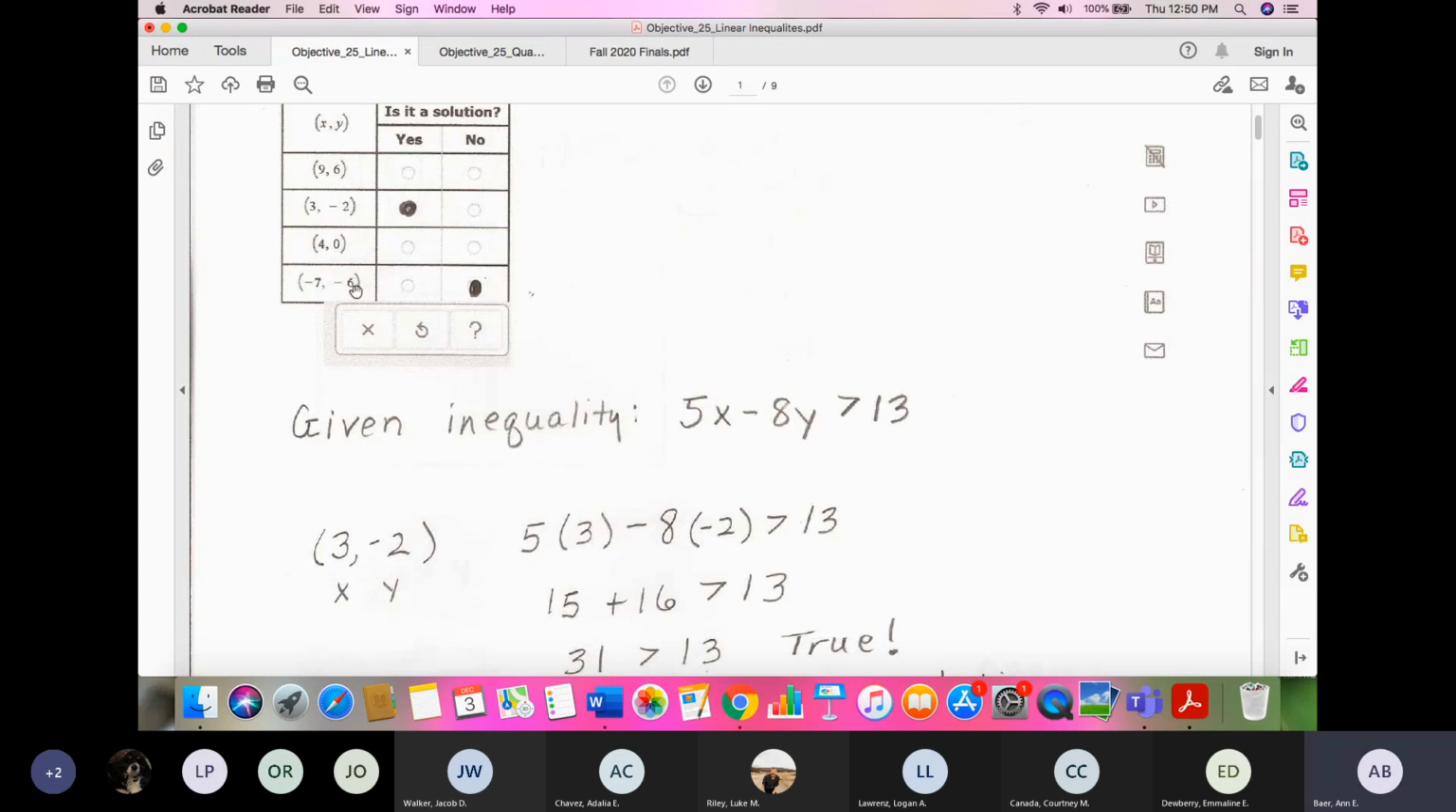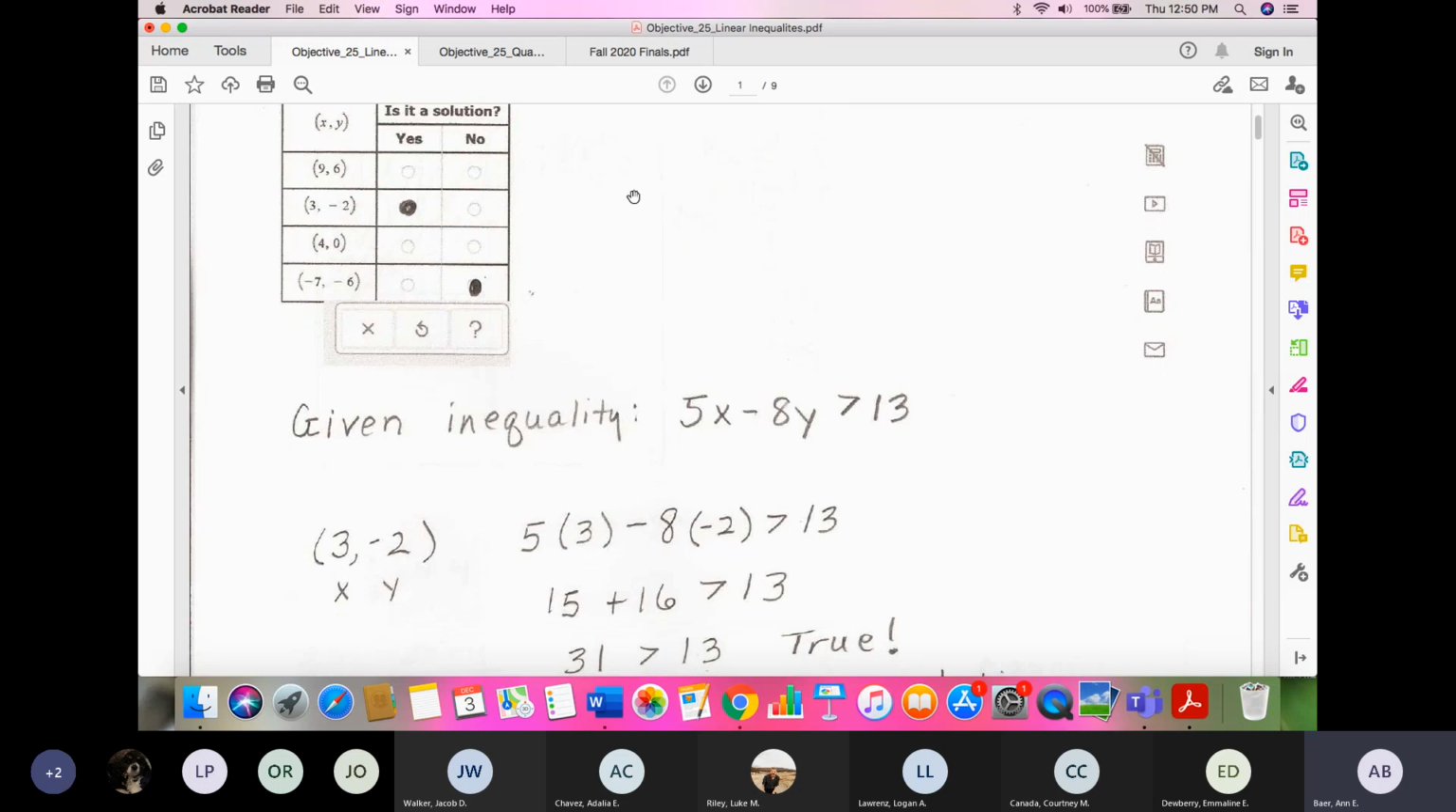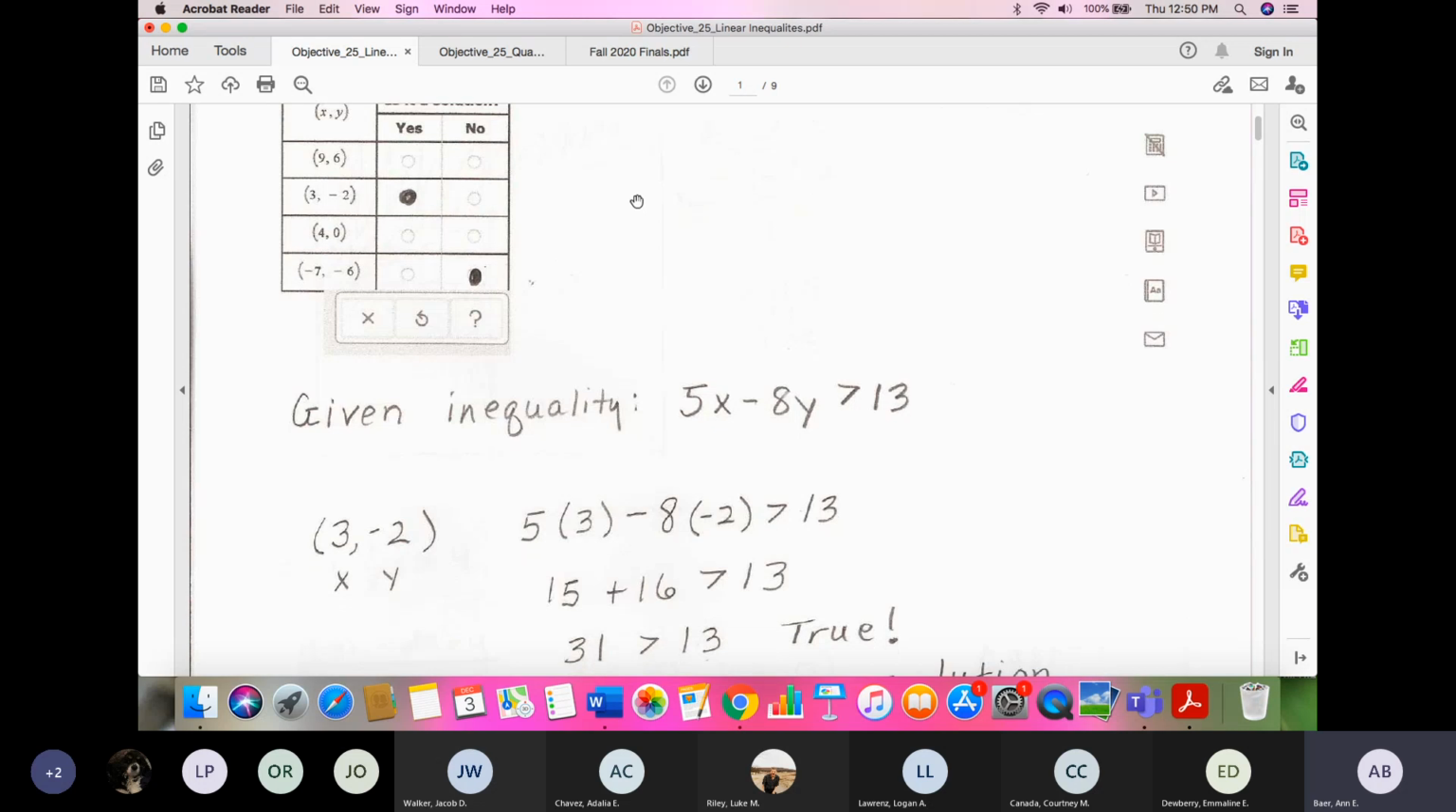If the ordered pair makes the inequality false, then to answer the question, is it a solution, you would say no. So let's look at these 2 ordered pairs that I have colored in the circle here and here. Let's look at these 2 ordered pairs and see why we will get the answers that I got.